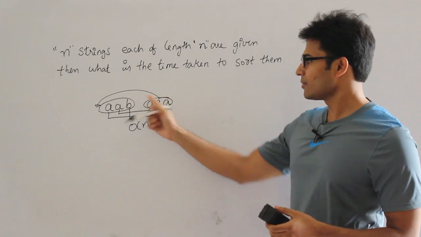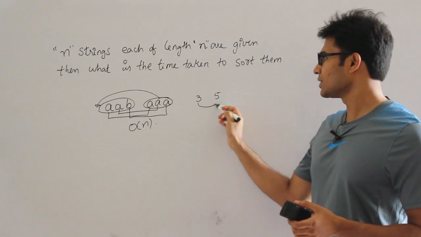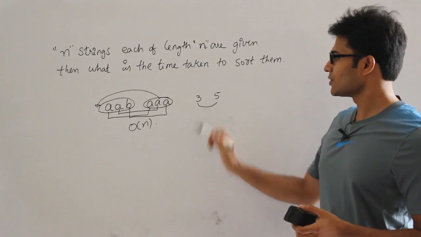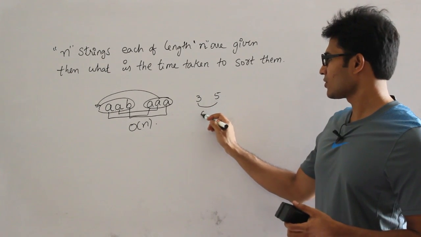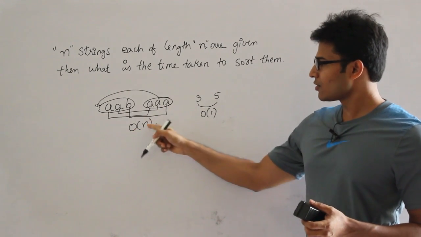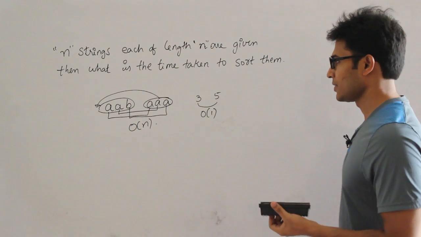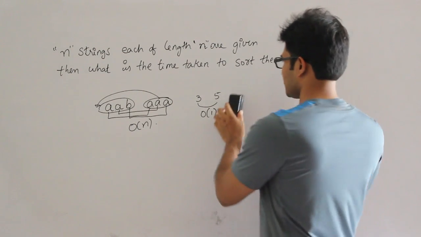If they had been numbers, say 3 and 5, how many comparisons do we need to find out which one is smaller? That is just order of 1. But here, to find out which one is smaller, I need order of n comparisons. Therefore, one comparison is going to take order of n time.